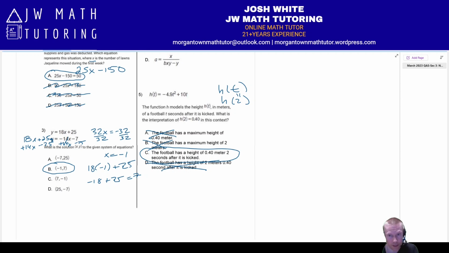And this basically makes sense, right? t represents the time, so 2 seconds, and 0.4, what it's equal to, or the output, represents the height. So at 2 seconds, the height of the ball is 0.40 meters off the ground. So the correct answer is letter C.